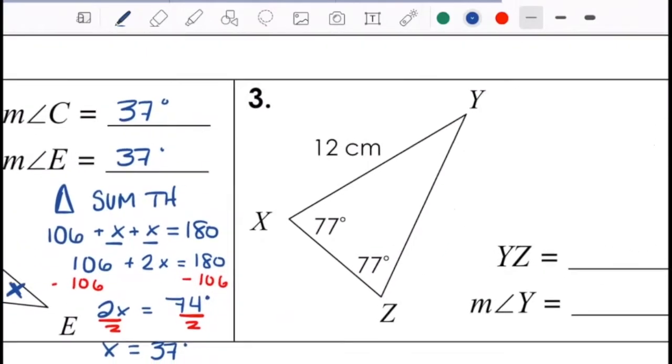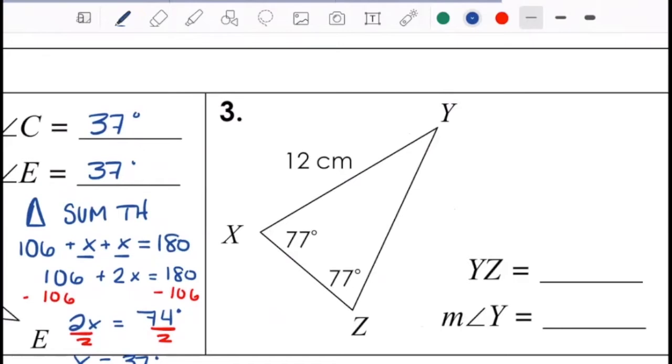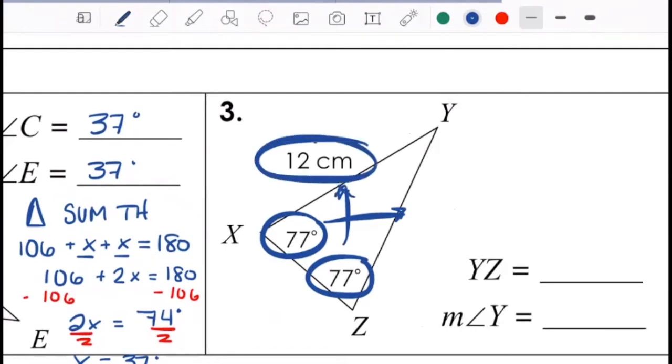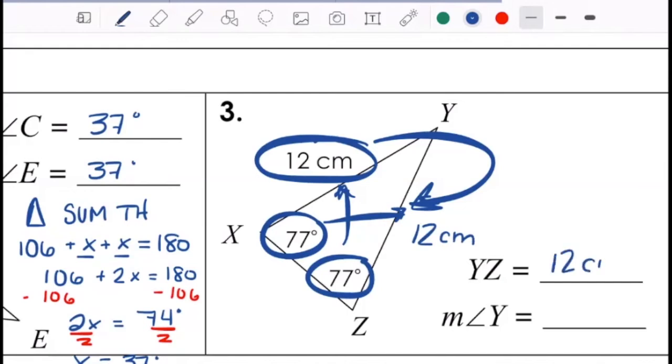All right, number 3. Now they told me angles and they want me to figure out sides. So remember, if my two base angles are congruent, the sides opposite those are also congruent. So if one of my sides is 12, that means my other leg must also be 12. We do not have the ability to find this base yet. Keyword: yet. That's coming.